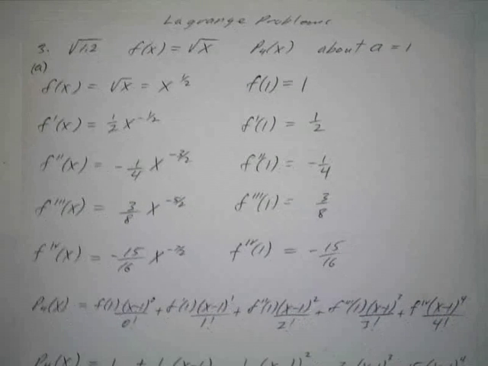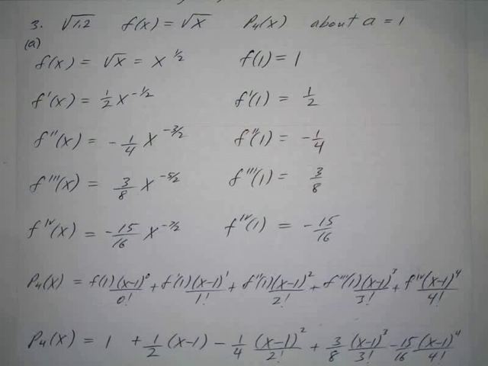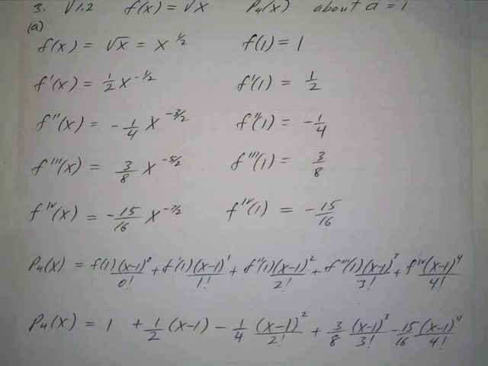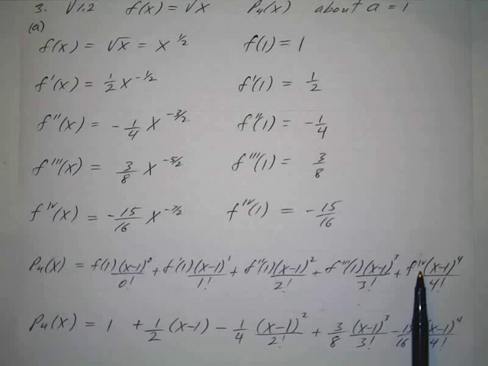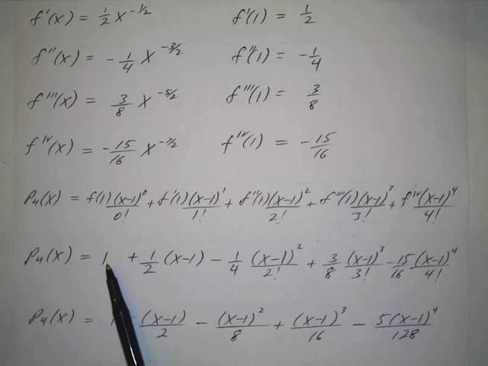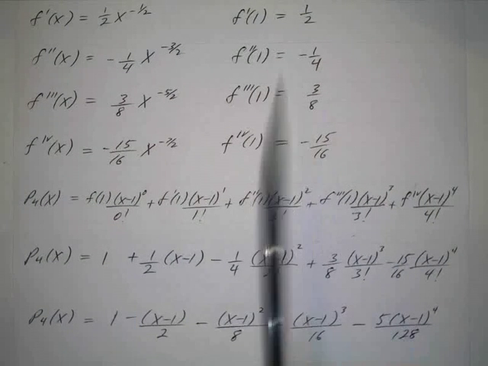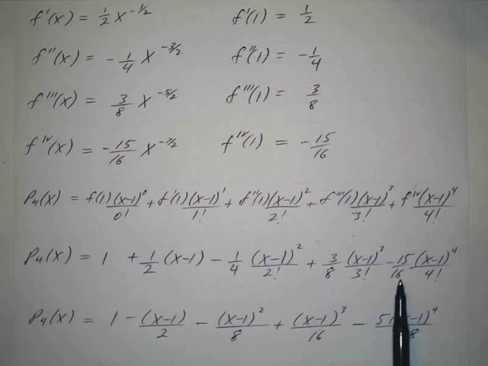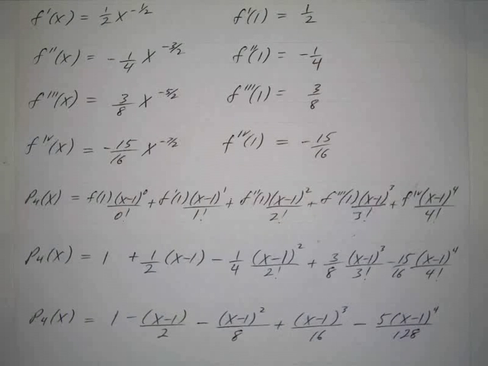And then I've got my general form of the polynomial down here. And there's the general form: f of 1, f prime of 1, f double prime of 1, f triple prime of 1, f fourth derivative, and then there's your factorials, and there's your powers up at the top that match the factorials. So there's the Taylor formula. And then we can simplify it. There's your 1/2, negative 1/4, 3/8, negative 15/16, and there's your factorials. It simplifies to be this. So that's pretty straightforward.